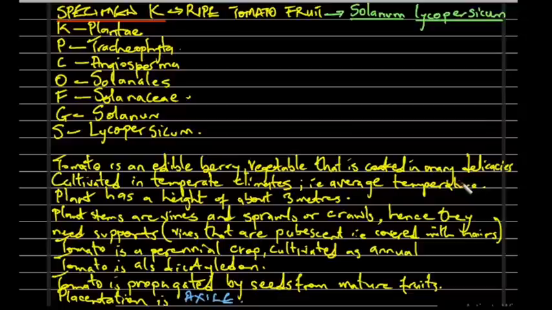It is used in making so many types of soups and so many types of sauces. It is also eaten in some salads and the rest of those. It is cultivated in temperate climates, that is an average environment with moderate temperature. This plant has a height of about 3 meters.